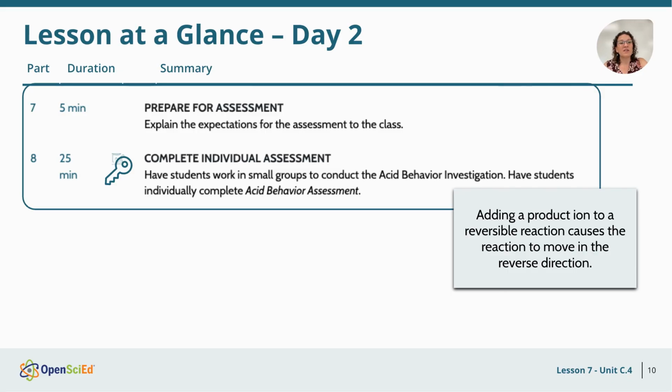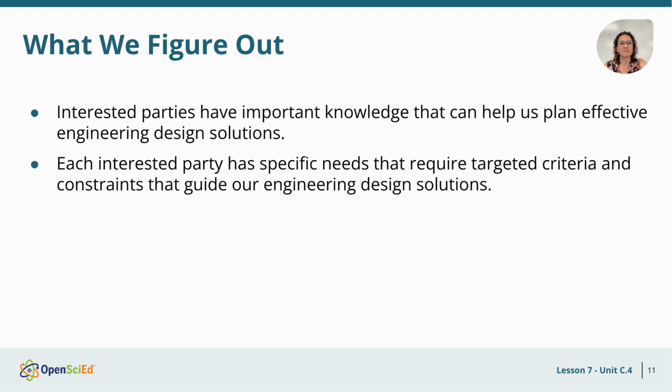Through the assessment, we solidify the key idea: adding a product ion to a reversible reaction causes the reaction to move in the reverse direction. We saw by adding a certain type of ion to an acidic solution causes it to become more neutral. So we started to consider whether this phenomena could be applied to helping oysters and the people who depend on them. We figured out that interested parties have important knowledge that can help us plan effective engineering design solutions. Each interested party has specific needs that require targeted criteria and constraints that guide our engineering design solutions.